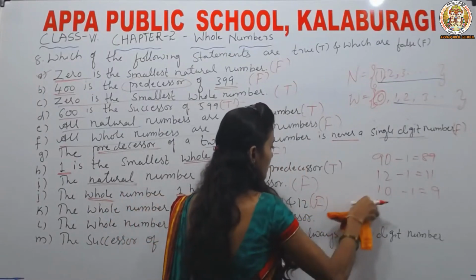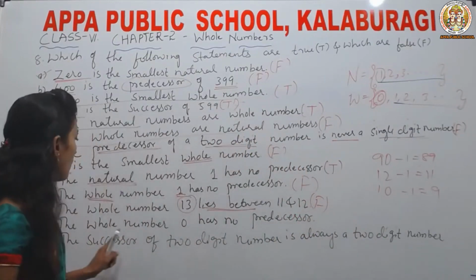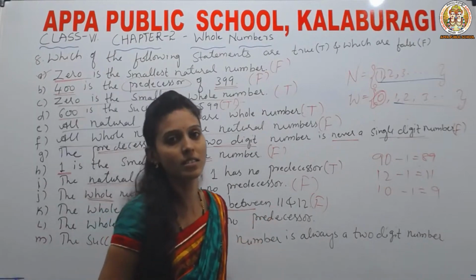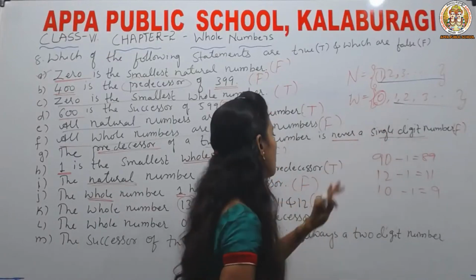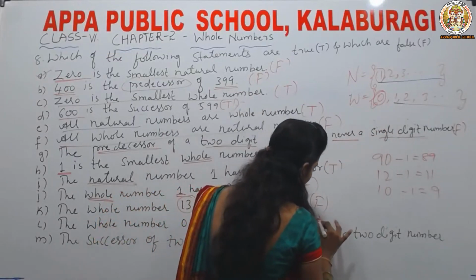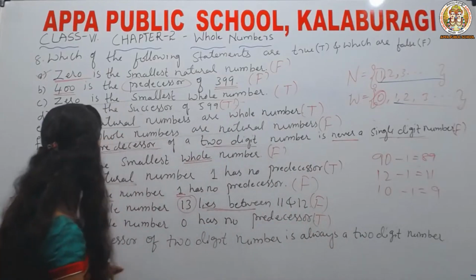Next. The whole number 0 has no predecessor. Yes. The whole number 0 has no predecessor. So therefore, true.